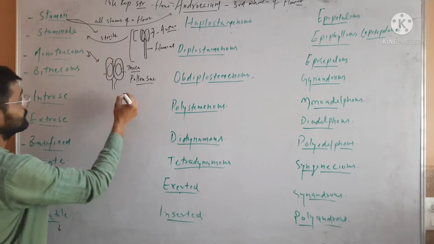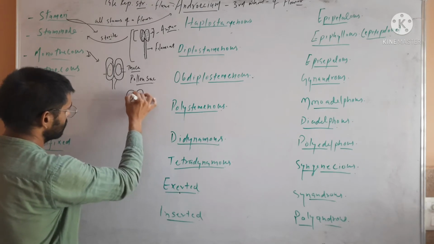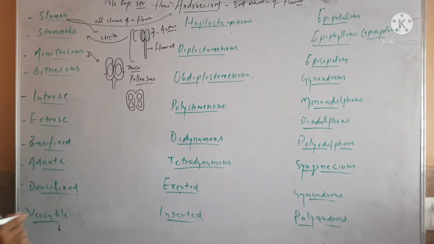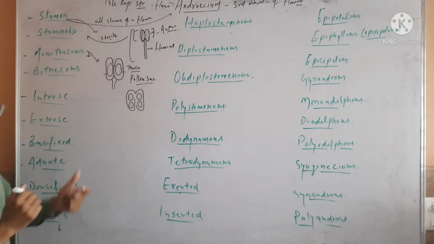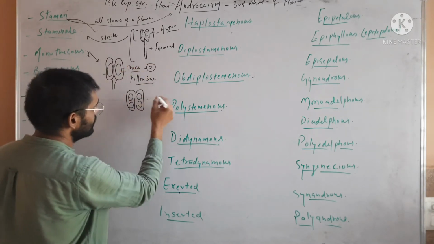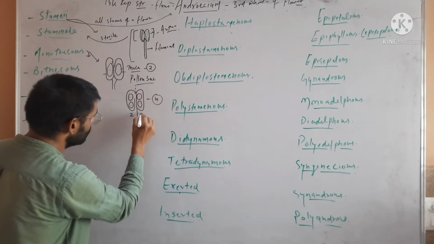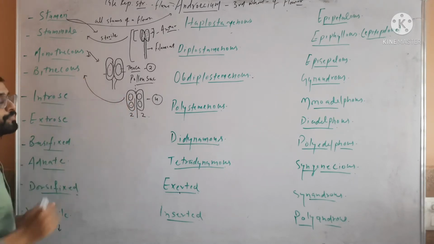If each locule has two theca, 1, 2 and 2 from this, so here the total will be 2 theca, here a total of 4 theca, but each locule has 2 and 2 like this, then it will be called bithecous.